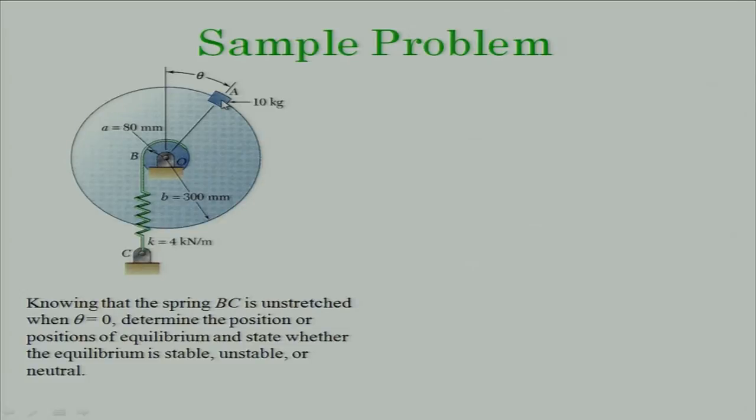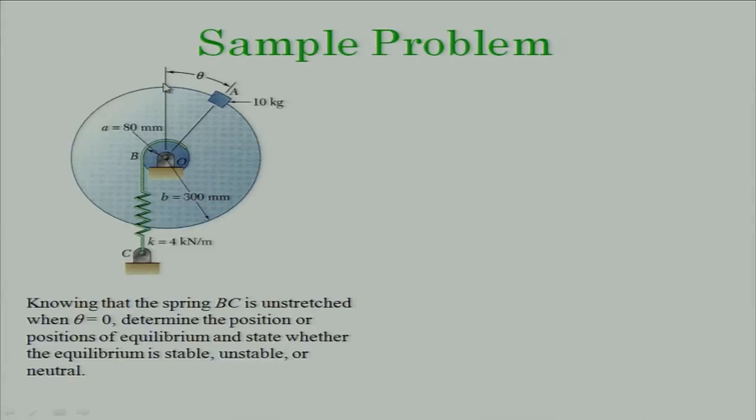Now on the top of this, there is a mass A, the weight of which is given, the radius of the outer pulley is given, and the radius of the inner pulley is given. And what we are asked is that a spring B is unstretched when theta equals 0, which means that when A is vertically up here, this spring is unstretched.